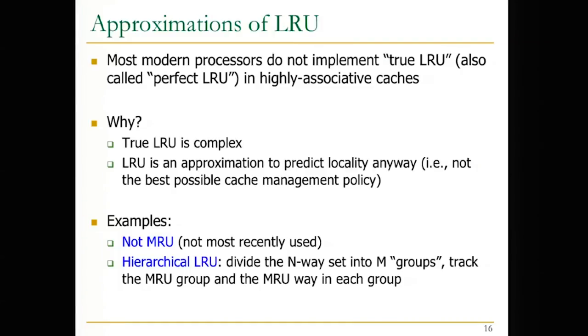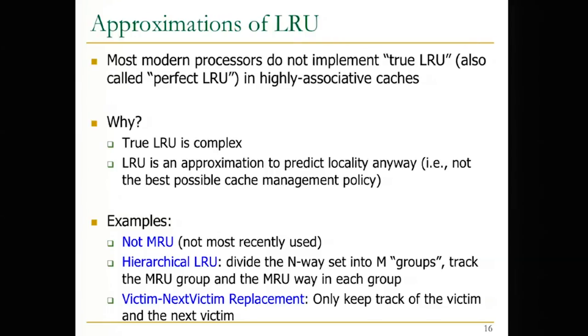So they sometimes divide the N-way set into M groups, and track the MRU group and the MRU way in each group. That way, again, you lose some information, but you know which group is MRU, and within each group, you know what is most recently used. Right. And there's also something called victim, next victim replacement, which I'll very briefly cover. You basically keep track of the victim and the next victim, in a different way. One way of thinking about this, you keep track of the most recently used and the next most recently used, and do not evict them. Right? Well, it's the opposite, basically.